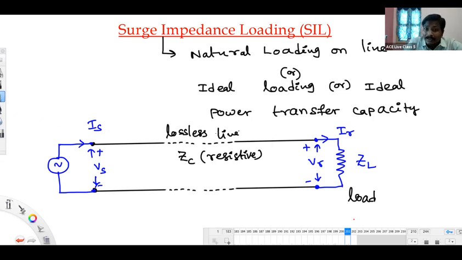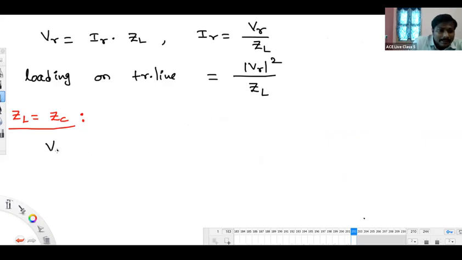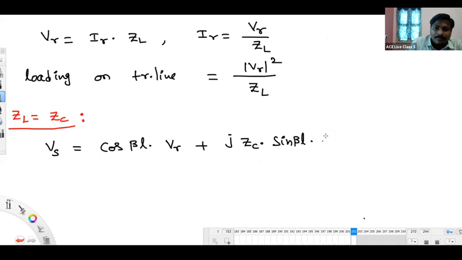Okay, it's the lossless long transmission line. It will have ABCD parameters: cos beta L, jZC sin beta L, j1 by ZC sin beta L, cos beta L. So I can say first here, the sending end voltage is equal to cos beta L into VR plus jZC sin beta L into IR. Like this, you can write the sending end voltage equation.